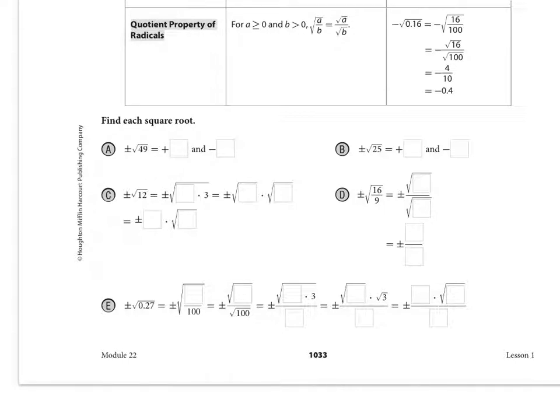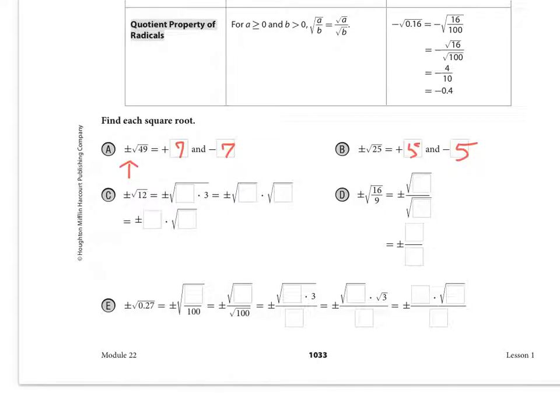So for example, square root of 49, that's an easy one. We know that's 7. But anytime you take the square root and solve, you always have this plus minus. It could be a positive 7 or a negative 7. The reason is, there are two things that you can square to get 49: positive 7 as well as negative 7. Same here with 25. It could be a positive 5 or a negative 5. Either one.